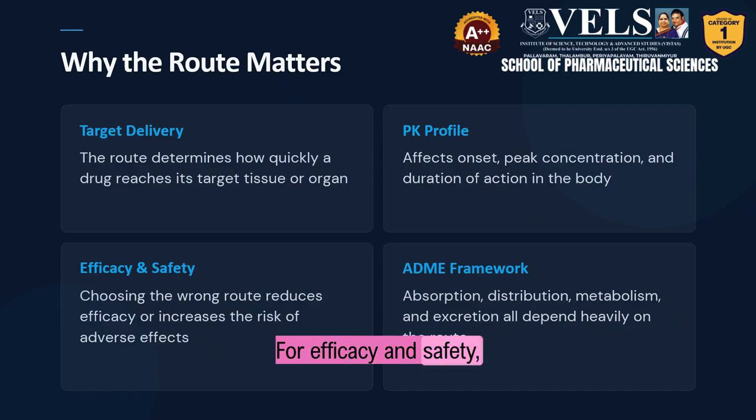For efficacy and safety, the example is insulin. Insulin is generally administered subcutaneously because oral administration would result in degradation of the peptide in the gastrointestinal tract. Similarly, some drugs require IV administration when a rapid or predictable effect is necessary.